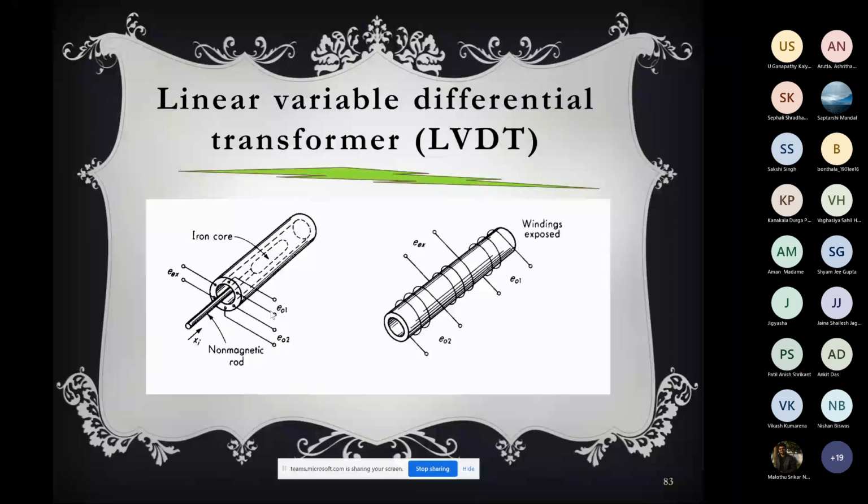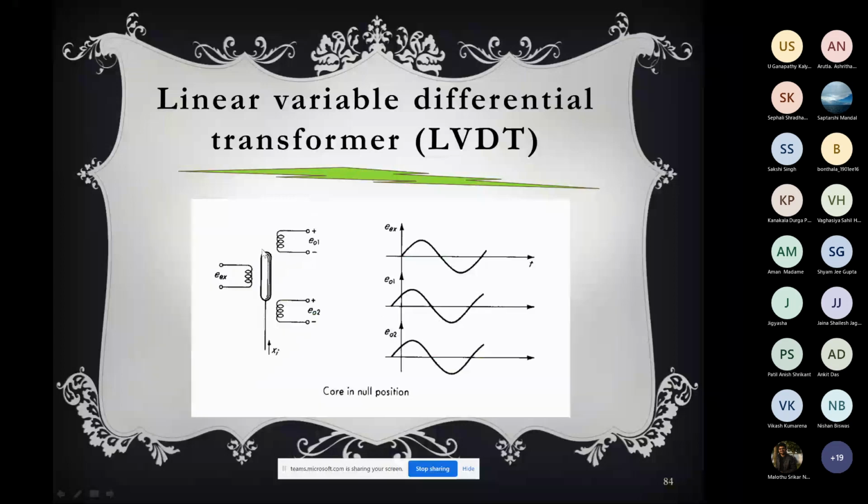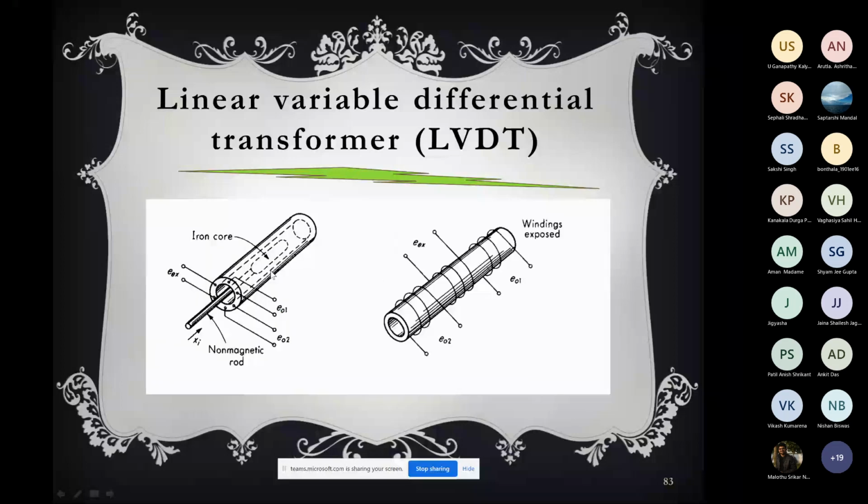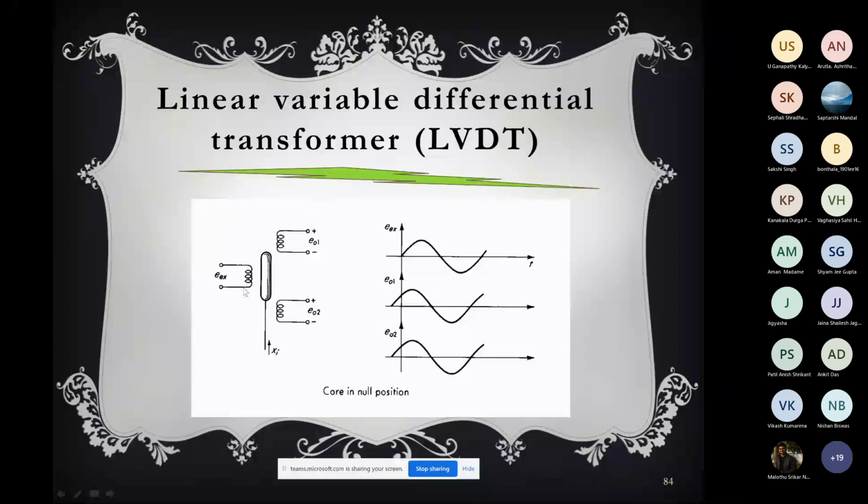Now, on the right-hand side figure, you have a similar transformer: a core, one primary coil and two secondary coils. Here, all the casing and everything is wiped out. We have a transformer with a single primary coil whose excitation is EX, and two secondary coils whose outputs are E01 and E02, and a core, which is attached to the shaft, which is attached to the displacement you want to measure.